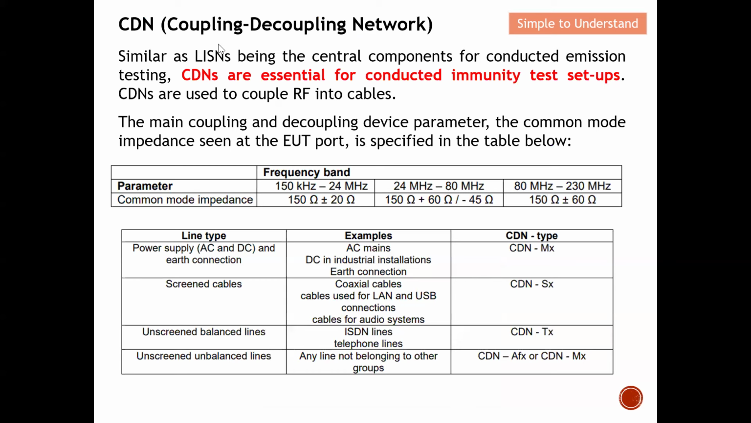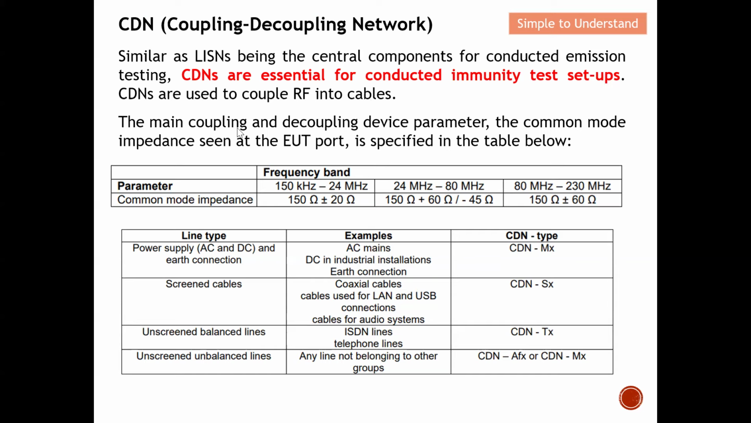We know that LISN is a very critical component for conductor emission. As for conductor immunity, CDN is very important for us to be able to do the conductor immunity test setup. The key purpose of the CDN is to couple the signal, which is the noise or the RF signal, directly into the cable.